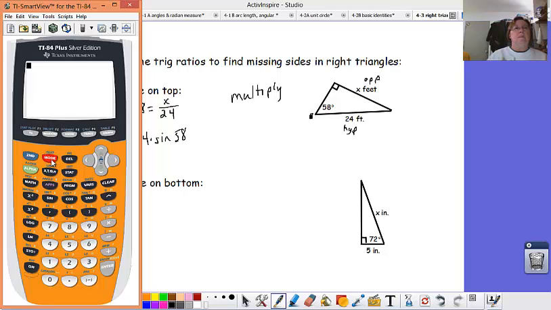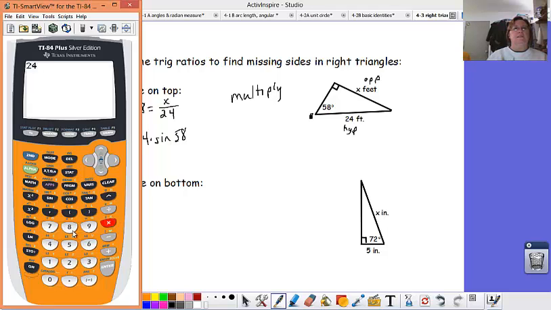So I just press the mode key, and oh, it's a good thing I checked. Mine was in radians, so I go down to that row. I want to highlight degree. Again, I need to do this because I'm entering an angle measure that's given in degrees. So now I can do my multiplication.